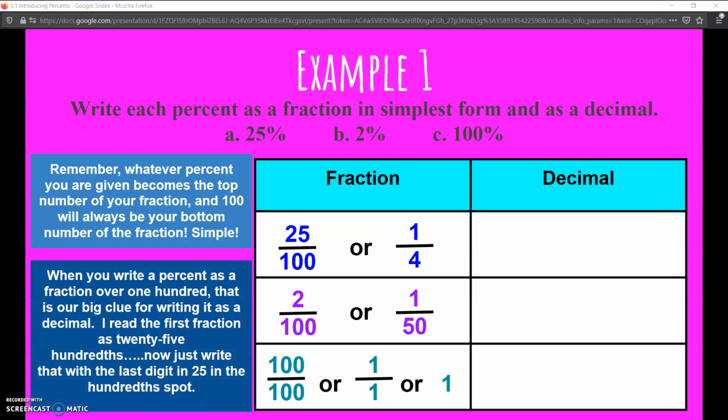When you write the percent as a fraction over 100, that is our big clue for writing it as a decimal. I read the first fraction as 25 hundredths. Now just write that with the last digit in the 100th spot. So 25 hundredths, write that as a decimal. Same thing for 2 hundredths and for 1 whole.